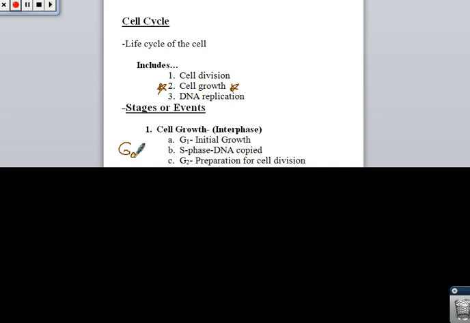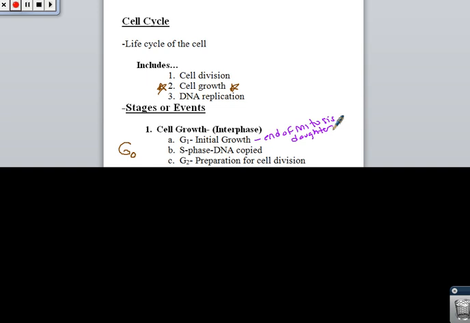G1 is your initial growth phase. During this phase, at the end of mitosis, a new daughter cell has been formed, and then it just starts to grow. It produces new organelles, produces everything that it needs to be a viable cell. And that's G1. Then S phase is the part of interphase where DNA is copied.